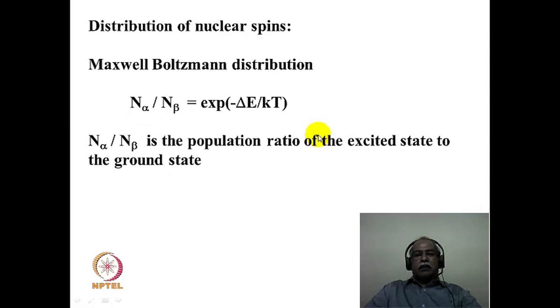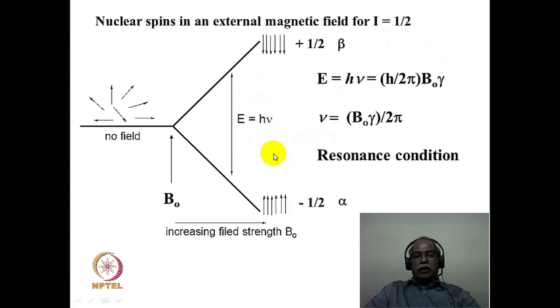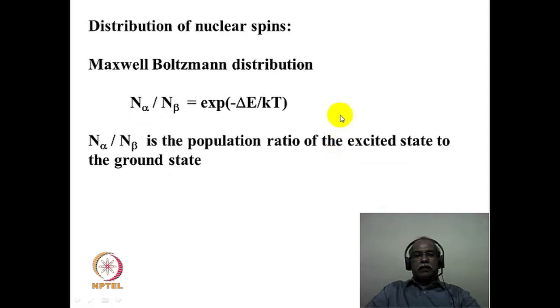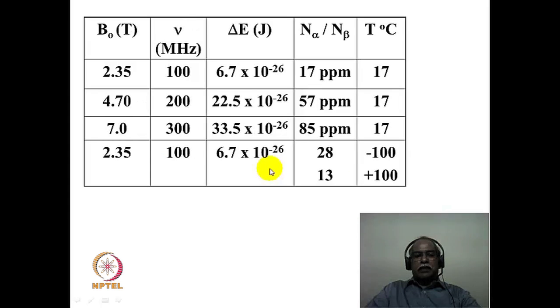Now once you set up the alpha and beta state, or the minus half and the plus half state, which is shown here, for example, this is the lower energy spin state and this is the higher energy spin state. Once you set up these energy levels, one can easily calculate, using the Maxwell-Boltzmann distribution law, the population ratio between the excited state and the ground state, which is governed by the exponential to the minus delta E by kT, where k is the Boltzmann constant and T is the temperature at which the population ratio is calculated. The N alpha and beta is the population ratio of the excited state to the ground state of the two spin states that we are talking about.